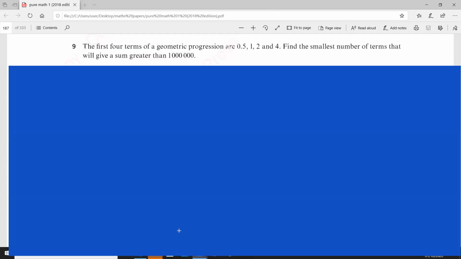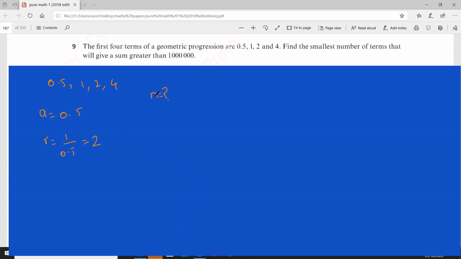Okay. Another question is that the first 4 terms of a GP are given. This is 0.5, there is 1, there is 2, there is 4. So we get 2 things from here. One is the A, which is 0.5, and then R, which is 1 over 0.5, that is equal to 2. So we have the R and we have the A. It says find the smallest number of terms. So we have to find N, okay?